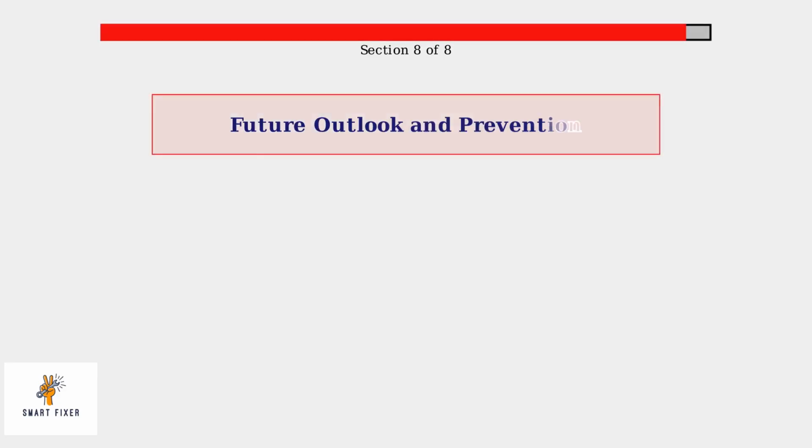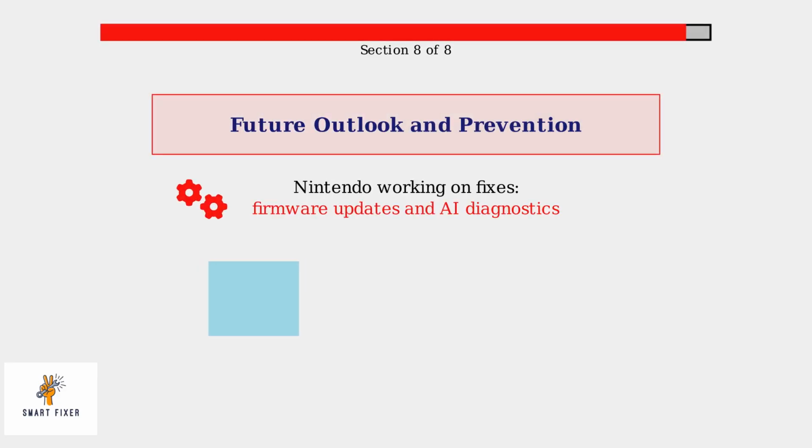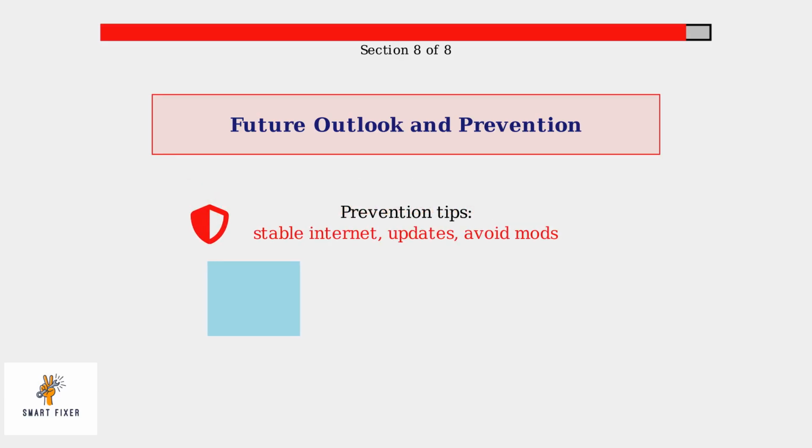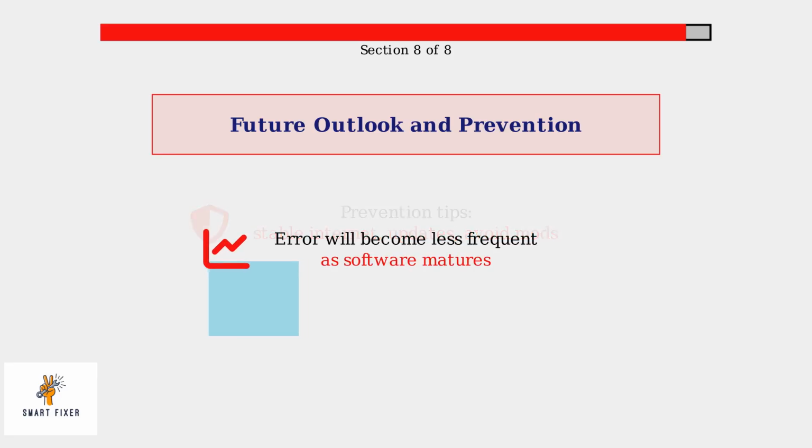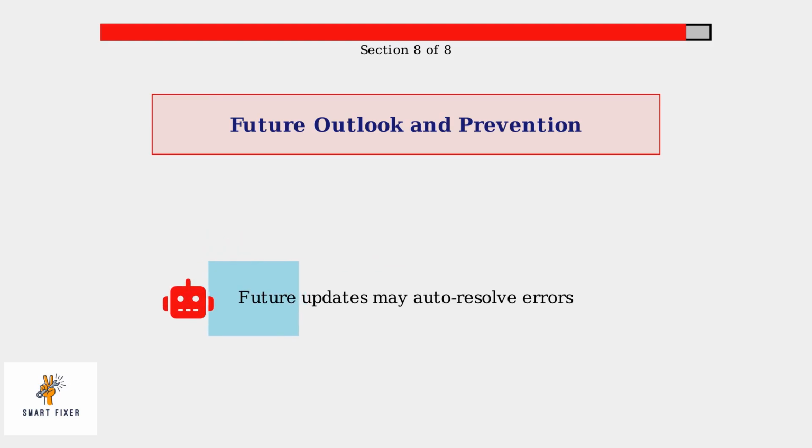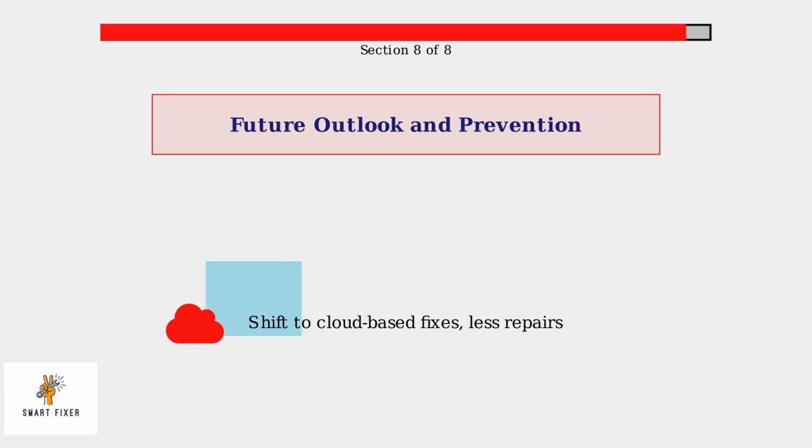Nintendo is actively working to mitigate error 2002-4153 through firmware updates and AI-driven diagnostics. To prevent future occurrences, maintain a stable internet connection, keep your system up to date, and avoid unofficial modifications. As the Switch 2's software matures, this error is expected to become less frequent. Future updates may even auto-resolve the error without user intervention. Trends show a shift toward cloud-based fixes, reducing reliance on physical repairs in the long term.